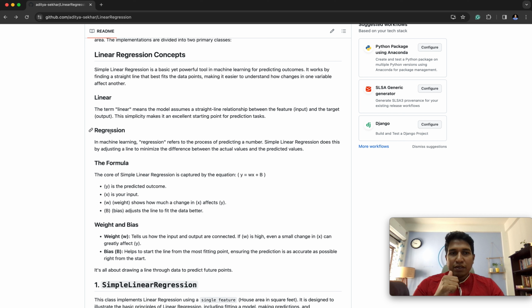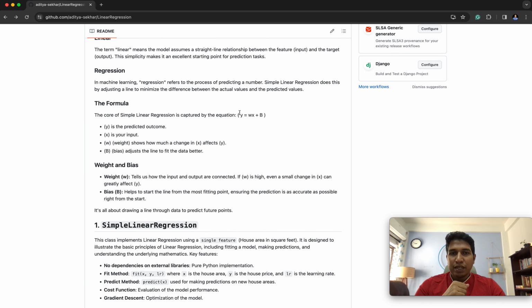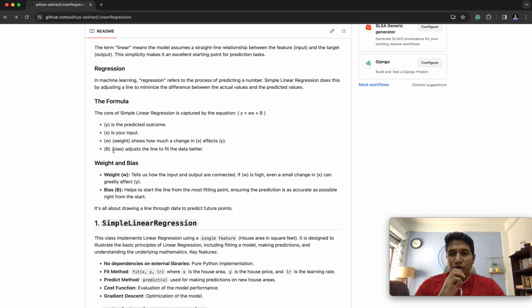And that is linear, and regression is a way of predicting numbers. So there are two types of supervised learning. In one case, we are trying to predict different categories, and if it is predicting numbers, it's called regression. Okay, so for any line, the formula is y = wx + b, where w is the weight and b is the bias. So at the end, we should get a value of w and b, which can be used to draw the line and make future predictions.